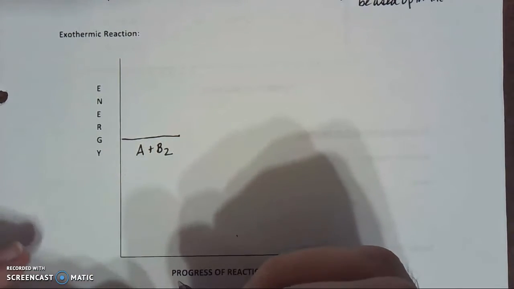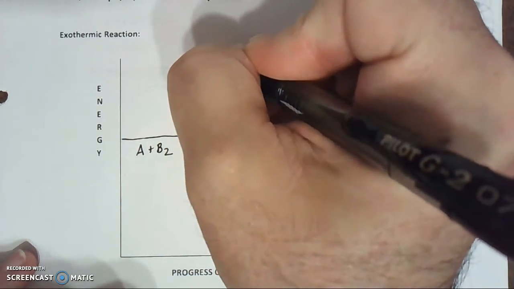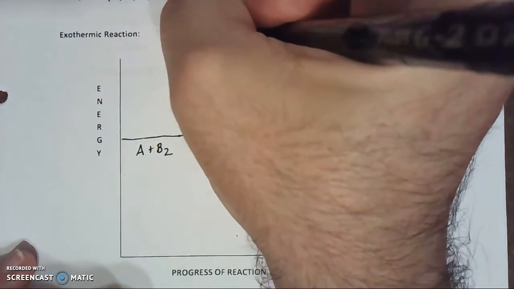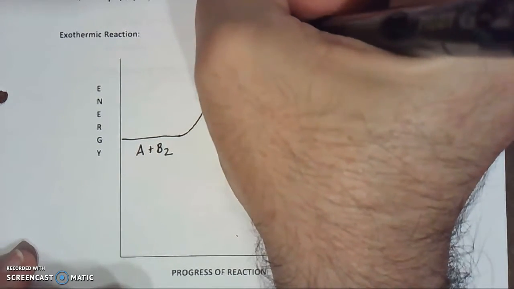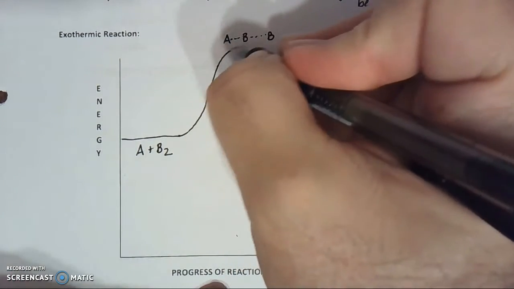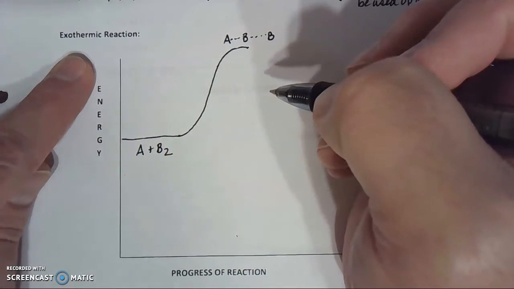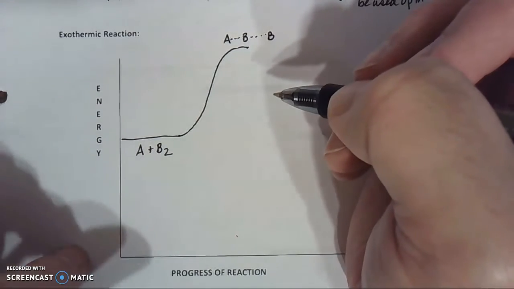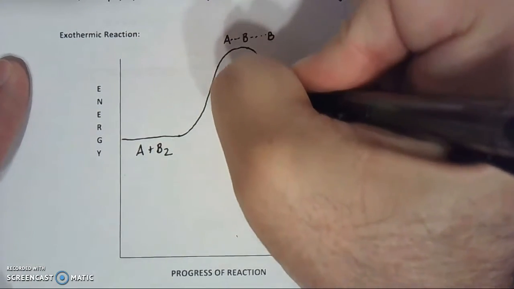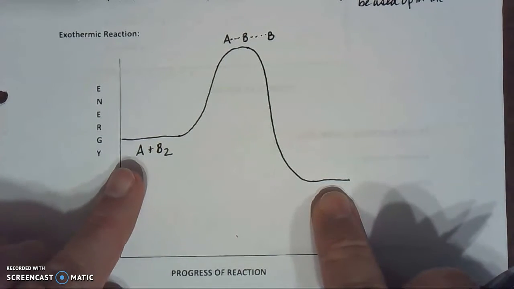As the reaction progresses, we have to add energy in to reach the transition state. So this peak up here is going to be the transition state, which is high energy, and it's enough energy to get our reaction started. And then for an exothermic reaction, we know that the net energy is lost. So this reaction is actually going to end up with lower energy than we started with.